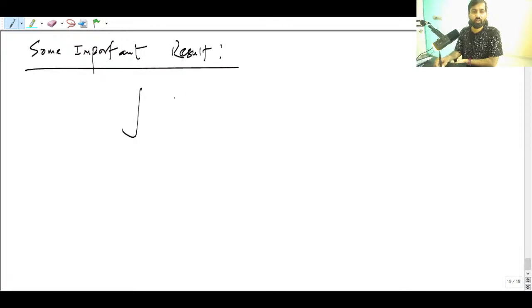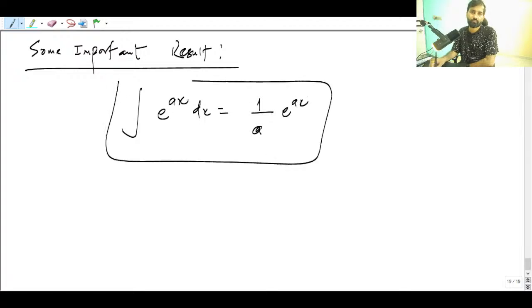Suppose someone asks you what is the integration of e raised to power ax dx. It is going to be 1 by a e raised to power ax, that is, e raised to power ax upon a. I think this is clear for all, right?